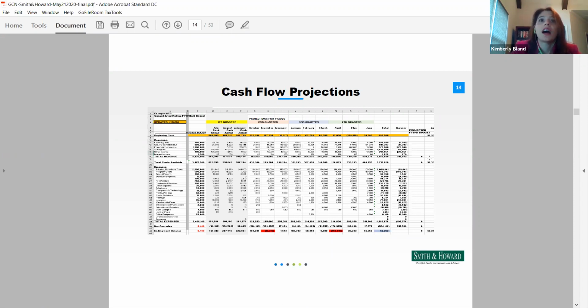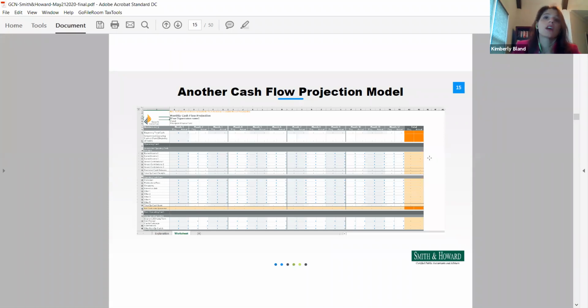On the next slide, this is just another cash flow projection model. This is coming from the Nonprofit Finance Fund on their website. They have a lot of good tools to start with that you can tailor for your organization. It does a lot of similar things. It takes it by month. Here's our projected, and then each month you update it for what is actual.